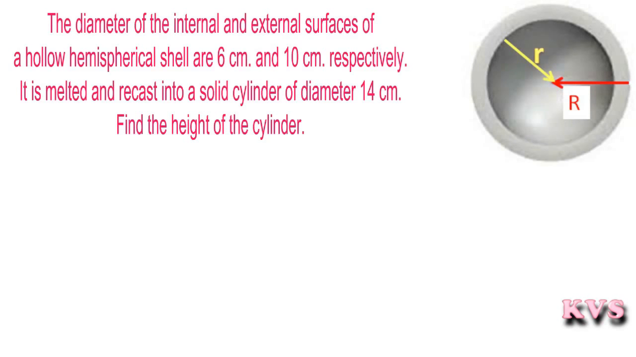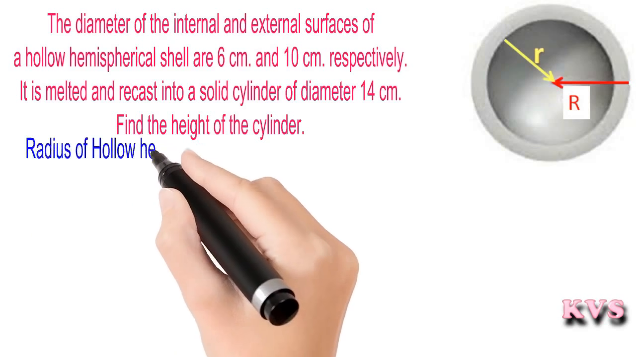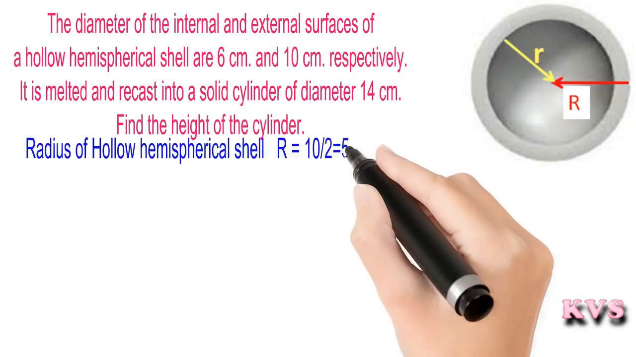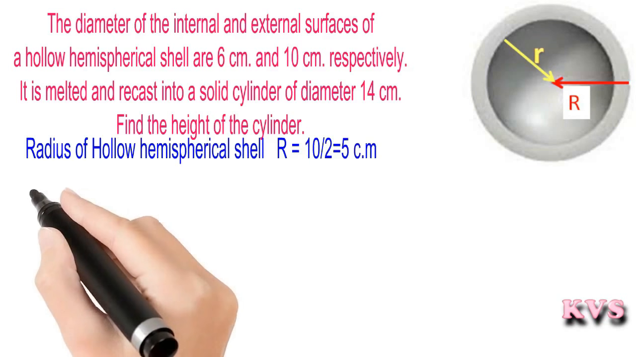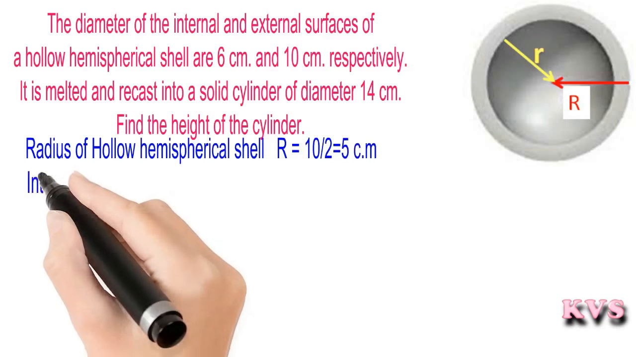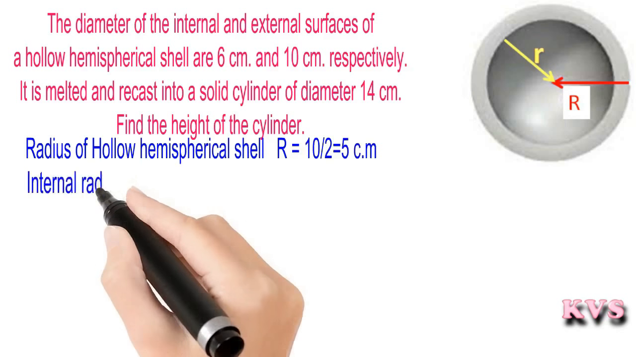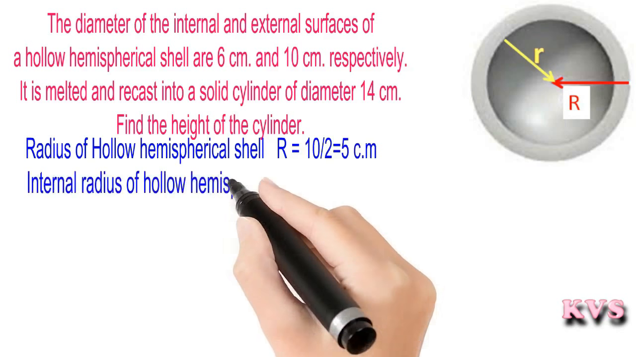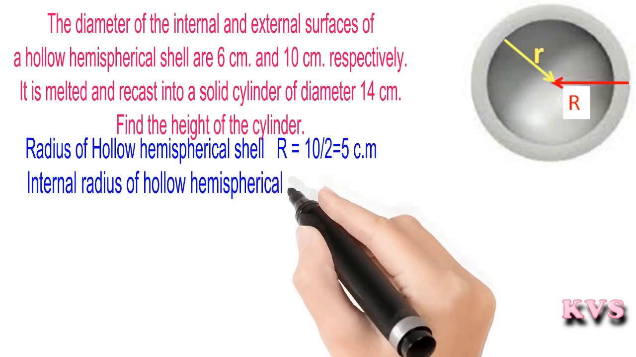Radius of hollow hemispherical cell capital R is equal to d by 2, which is equal to 10 by 2, which is equal to 5 centimeters. Internal radius of hollow hemispherical cell small r is equal to d by 2, which is equal to 6 by 2, equal to 3 centimeters.